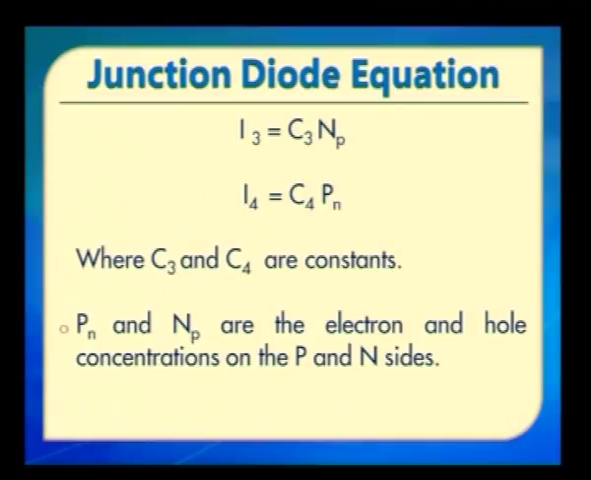The presence of negative ionic layers or positive ionic layers, they act like potential wells for the respective carriers. So, the currents I3 and I4 will be directly proportional to the number of electrons or the number of holes that you have on the p side and n side respectively. So, n_p and p_n are the electron and hole concentrations on the p and n side. On the p side they are the number of electrons, on the n side the number of holes. Therefore, the current is simply proportional to the number density. C3 and C4 are again constants.